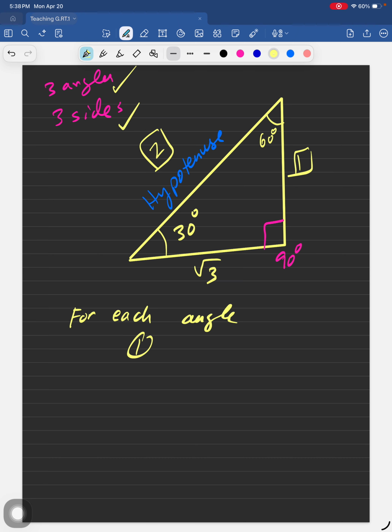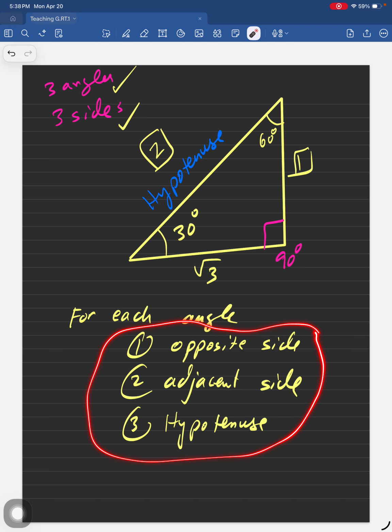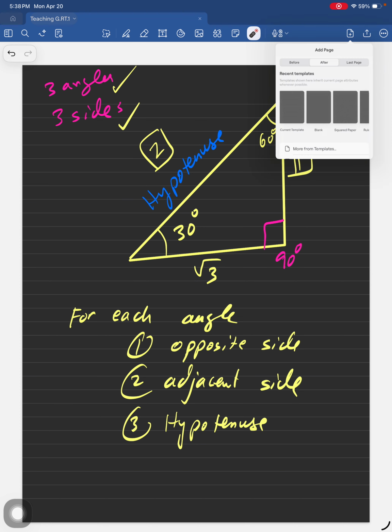1, opposite side, and we have what we call adjacent side, and finally we have the hypotenuse. Please remember these 3 things. Remember these 3 things because I will talk about it in the next few minutes. So let's talk about this triangle, for example.